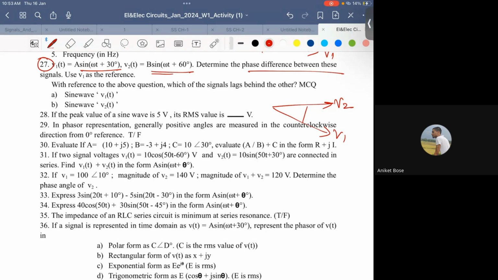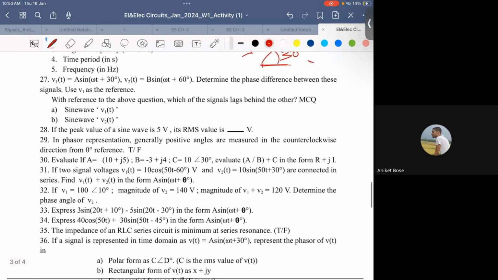Sir, don't we have to calculate the angle from the reference point? If I calculate the angle from the reference point, then it comes out to be negative. No, see, to determine the phase difference between these two, use V1 as a reference. For example, you're just taking V1 itself as a reference. Given that V1 is the reference. Sorry, I didn't see that.